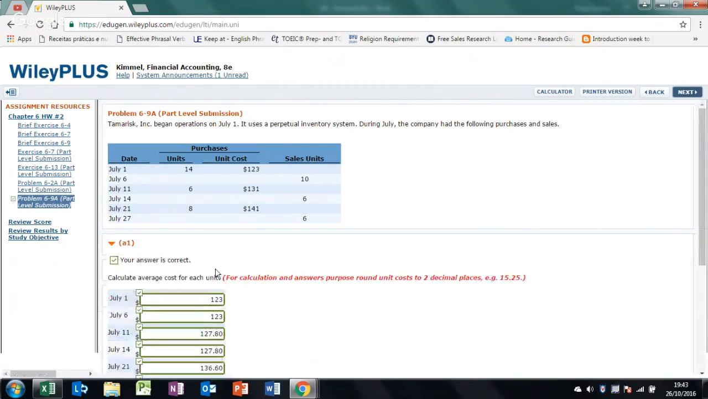The A1 part of the exercise asks us to calculate the average cost for each unit. First, we need to remember that in the perpetual inventory system, the average cost is computed after each purchase. That means we get a different average cost on July 1st because we purchased 14 units, another average cost on July 11, and July 21.